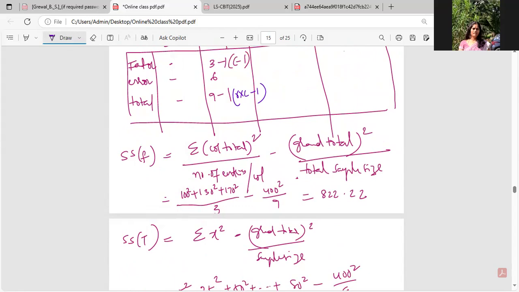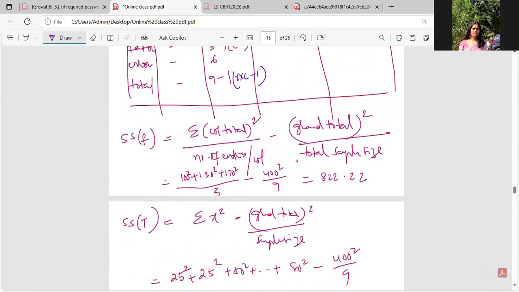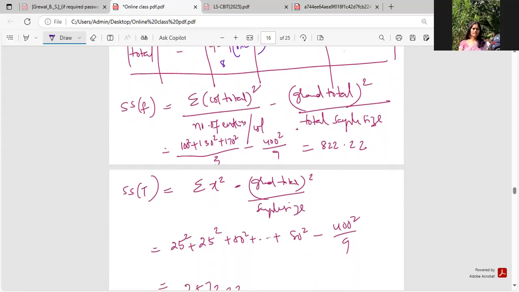Coming to this one, error always, here also I have seen total minus factor. So error also is total minus factor only. Total is what? 8. Minus factor is what? 2. So I'll be getting it to be 6. 3 minus 1, this is 2. 9 minus 1, this is 8. I think it should be clear now.